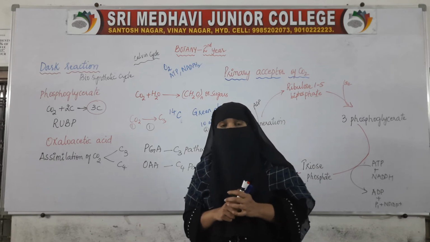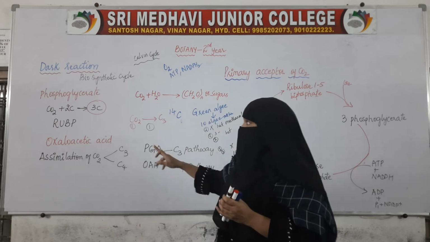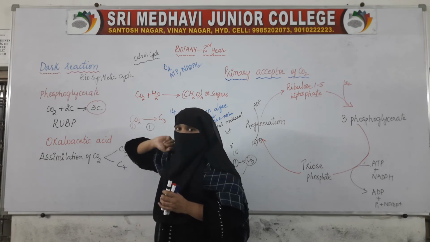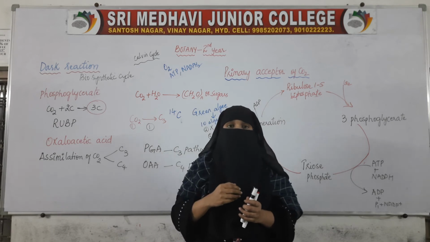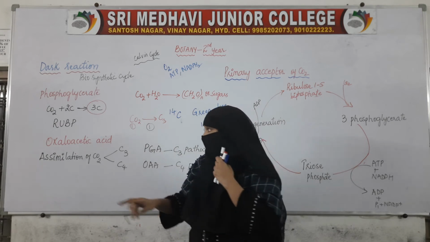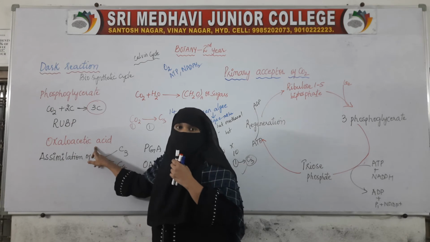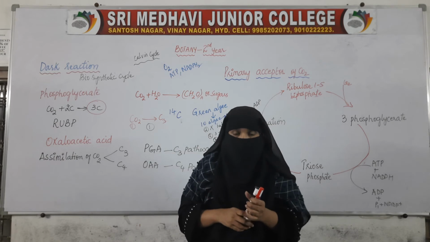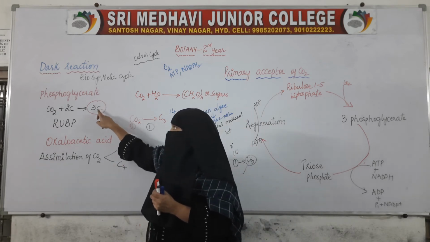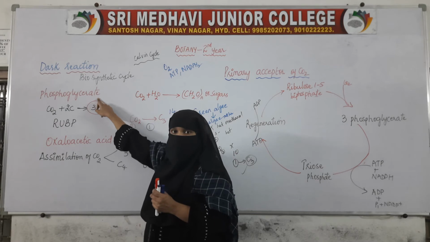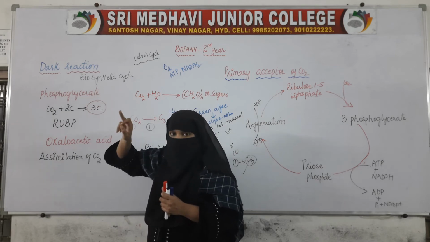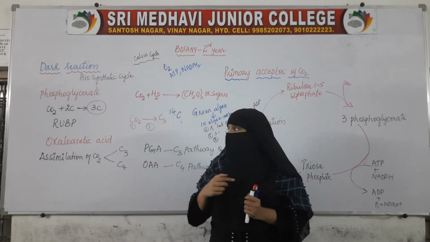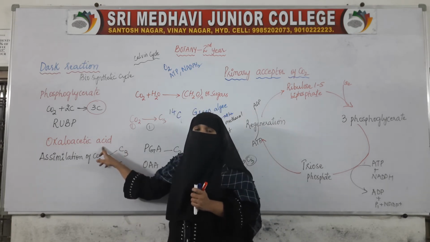In some plants the 3-carbon compound formed is phosphoglycerate, and a few plants produce a 4-carbon compound, that is oxaloacetic acid. In a few plants the first formed product is a 3-carbon compound, called phosphoglycerate or phosphoglyceric acid, and in a few plants a 4-carbon compound is formed, that is oxaloacetic acid.